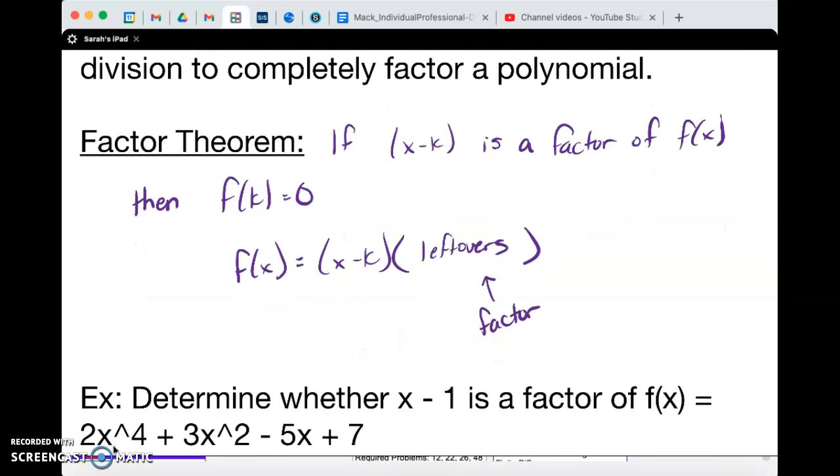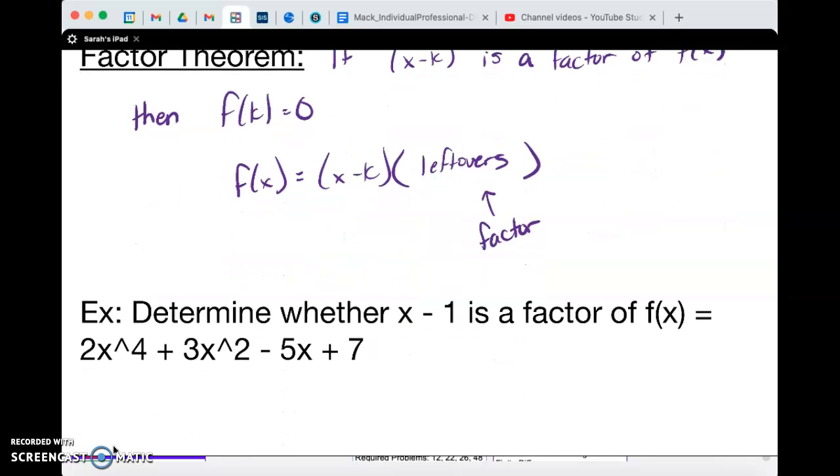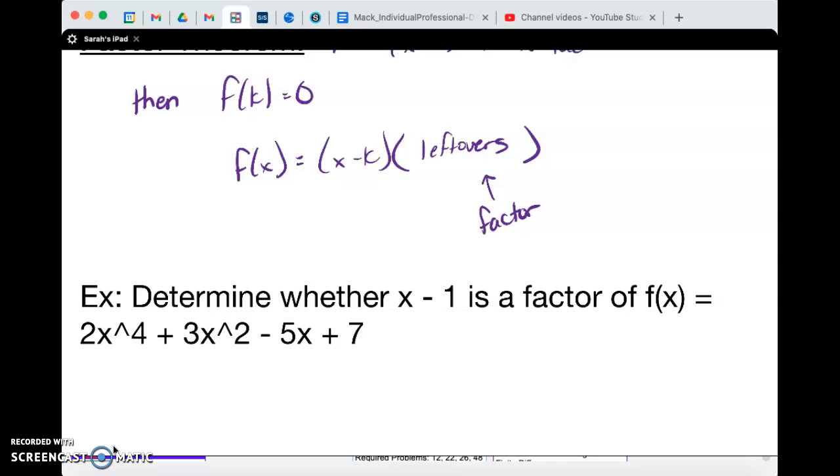Okay, so we can determine whether x minus 1 is a factor of f of x. And synthetic division, we should already be pros at it. So do you guys know what number is going into this lovely little box that we set up synthetic division for? 1. Since it's written as a factor, we have to change the sign from -1 to +1. And then what are my coefficients?